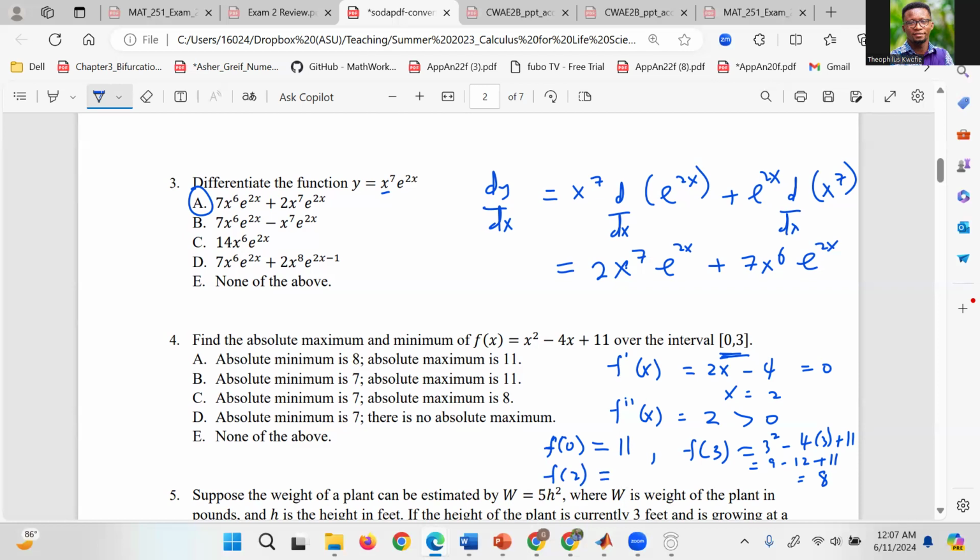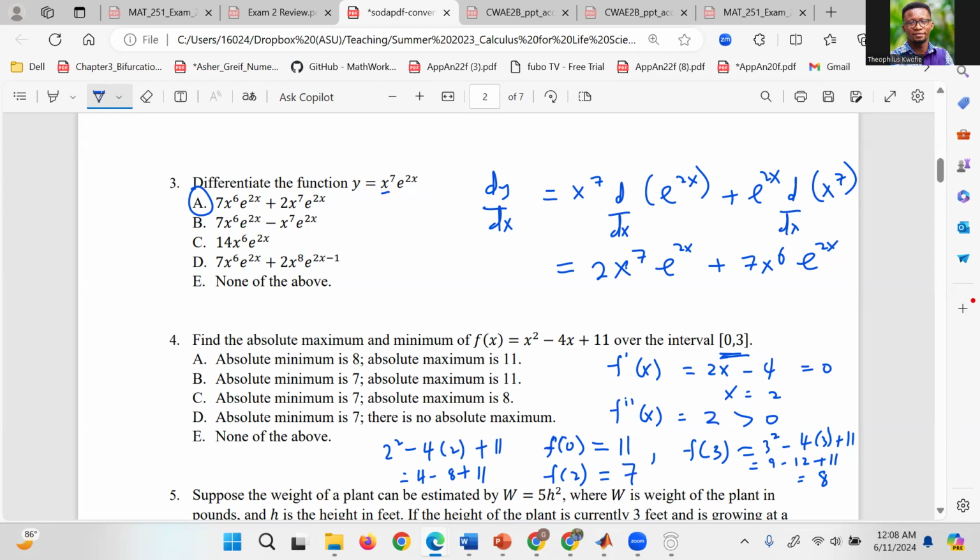Now when you plug in 2 into that, you have 2 squared minus 4 times 2 plus 11, and that should give us 4 minus 8 plus 11. 4 minus 8 will give us minus 4, plus 11 should give us 7, right? Is that okay? Should give us 7.